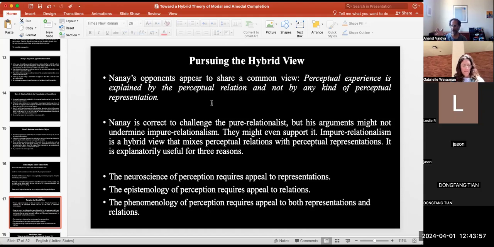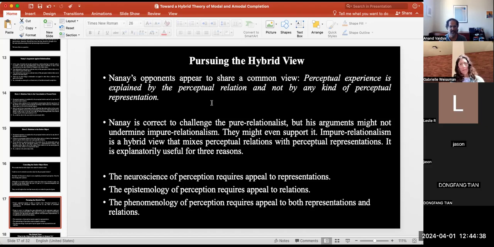Why couldn't there be a hybrid view that accepts representationalism as partly explaining things and also relationalism? In fact, in his own theorizing in 2015, he suggests that there is a way to bring the two views together and show that you can be partly a representationalist and a relationalist when you think about things in terms of individuation and not just a contrast in perception. So we want to block the view that this debate should be explored, given the phenomenon of amodal completion, in terms of just a pure view. Bensay is correct to challenge the pure relationalist, but his arguments might not undermine impure relationalism. They might even support it.